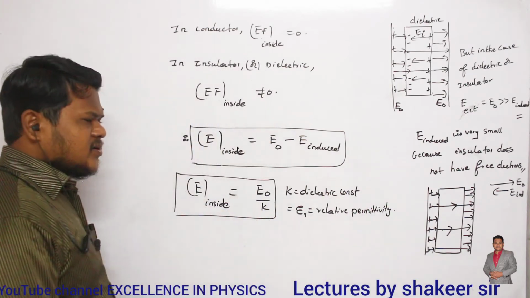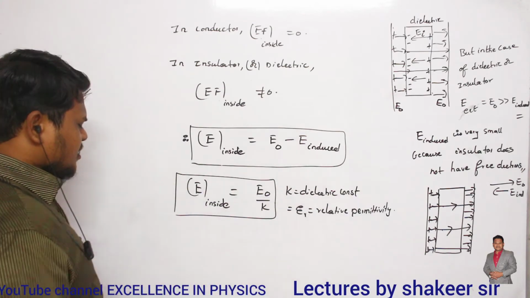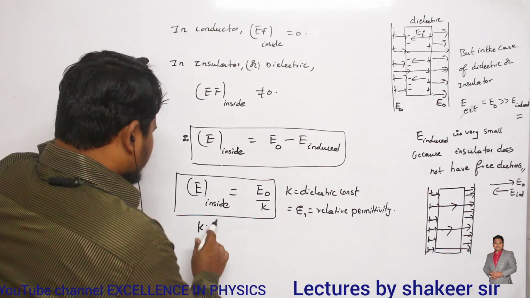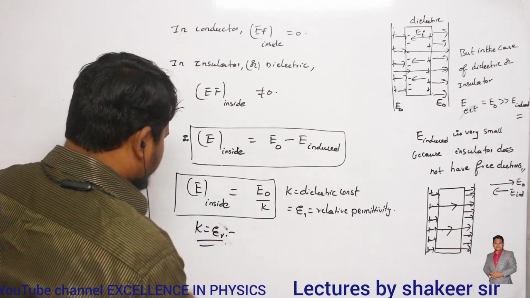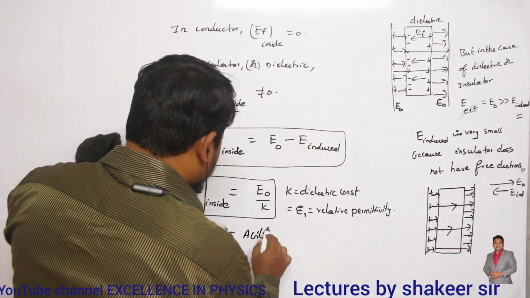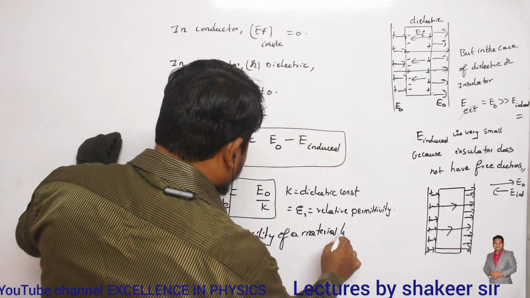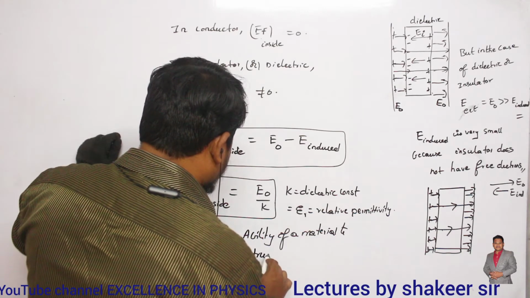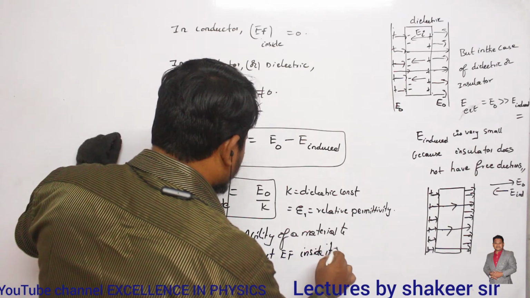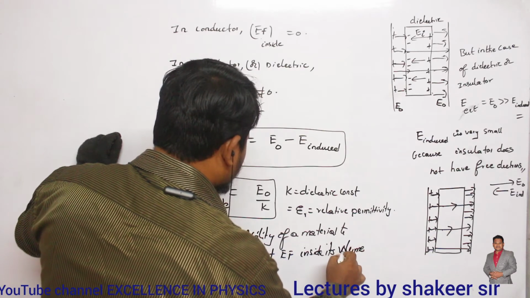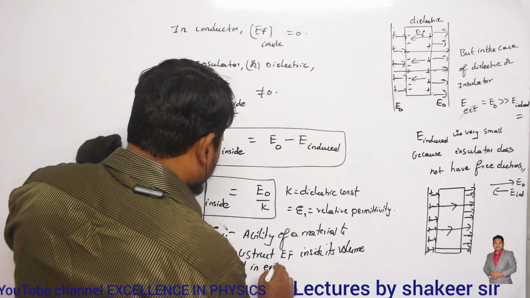And what is meant by dielectric constant? The ability of a material to obstruct electric field is called the dielectric constant. Make a definition of that also. So what is the K value here? K is equal to E R. First of all, we will define this: the ability of a material to obstruct electric field inside its volume, if placed in an external electric field.